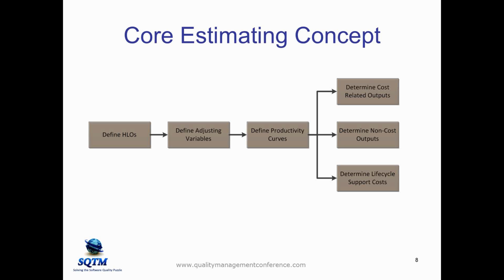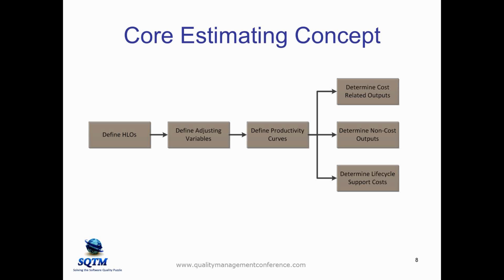For example, in IFPUG, we have the value adjustment factor, which allows you to adjust for this. In COCOMO 2, we have the COCOMO 2 environmental factors. And in pretty much all the models that are developed, there's going to be some kind of adjusting factors. So now we can take our standardized high-level object catalog for the domain and apply the adjusting factors to adjust to this particular project. And then we need to somehow convert those high-level object-related outputs into effort.